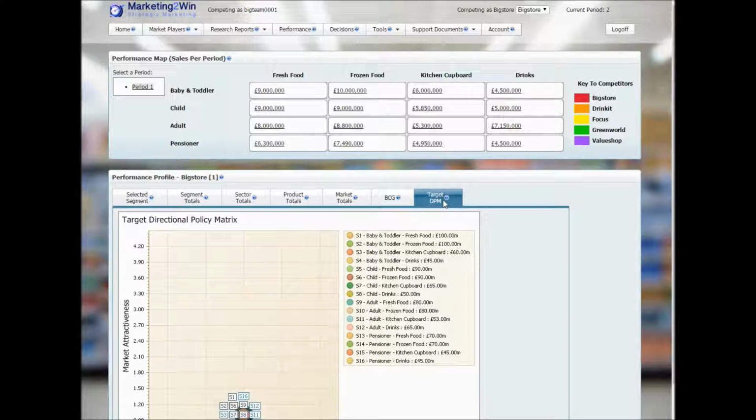Now there's more help on this whole performance area, both in a video on performance, and also I have a video on the target DPM matrix if you want to look at that as well.